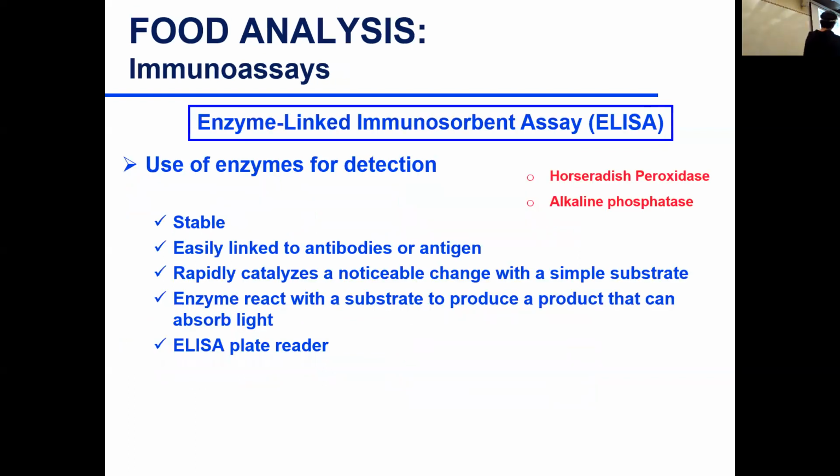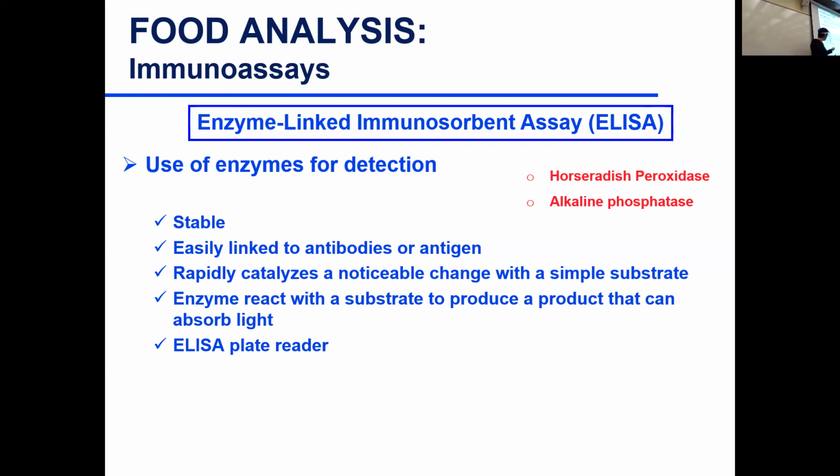So using enzymes for detection, we link the antibody or the antigen covalently to an enzyme. Usually the most common enzymes are horseradish peroxidase or alkaline phosphatase. They are very reactive enzymes. They can convert the substrate to a product in a reasonably short amount of time, and it gives you a product that is colored. So we measure by spectroscopy, basically.